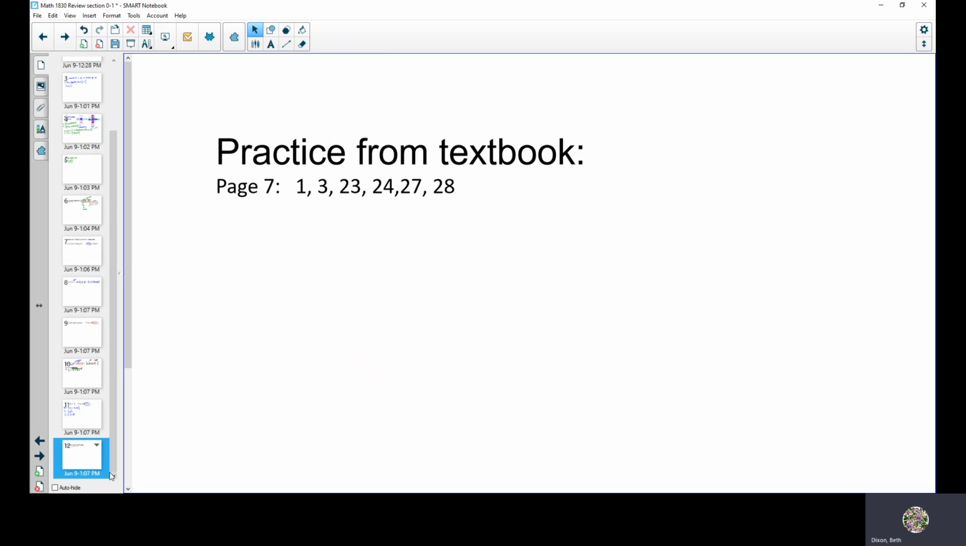Okay, as we conclude section 1, remember you have practice from the textbook that you will need to complete. That is on page 7, problems 1, 3, 23, 24, 27, and 28. And please complete those and then move on to section 0.2.